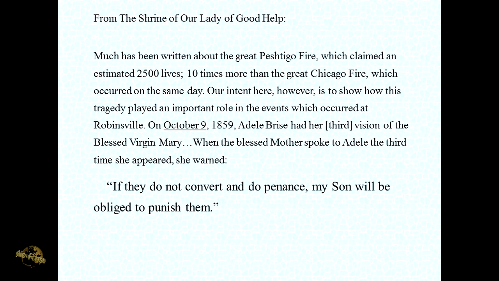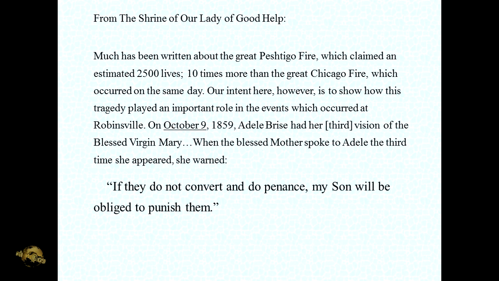We've seen already one connection with the Peshtigo fire, and that was the final vision that occurred on October 9th, right? In 1859, yes. Right, on October 9th, 1859, Adele Brice had her third vision of the Blessed Virgin Mary. When the Blessed Mother spoke to Adele the third time, she warned, "If they do not convert and do penance, my son will be obliged to punish them." So this would have been 12 years, almost to the day.